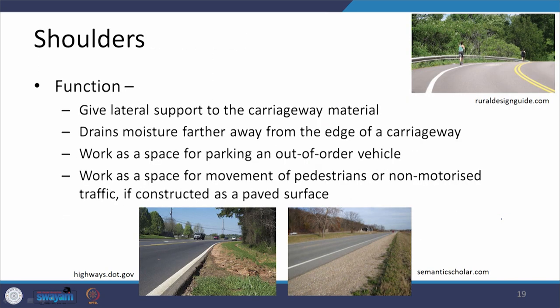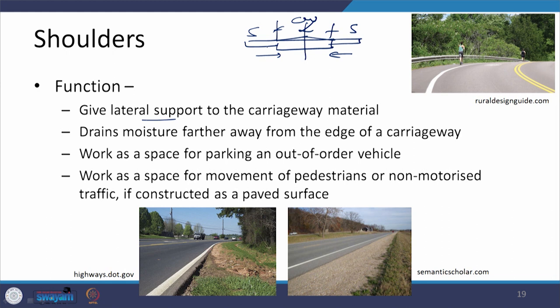Now let us look at another thing, which is the shoulder. Now what is the function of the shoulder? So we have provided a carriageway like this. This is the center line, and now we are having a shoulder on this side. So this is the shoulder, and this is the carriageway. Now what this shoulder is doing here, as you can see, is providing lateral support to the carriageway. So the very first thing is, whatever is the material of the carriageway, it provides the lateral support to that.